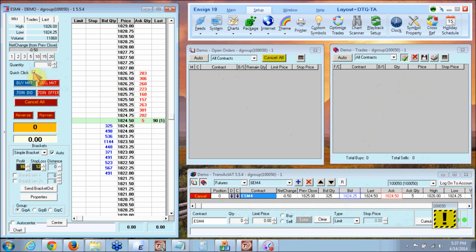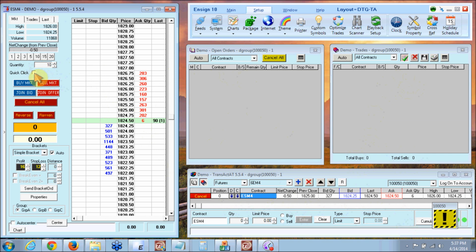A lot of times I don't use quick click. I use buy at market or sell at market. The advantage of doing buy at market or sell at market is that it will initiate and fill your trade, but you might have a quarter point or even up to a half a point slippage in terms of the price that you were targeting.